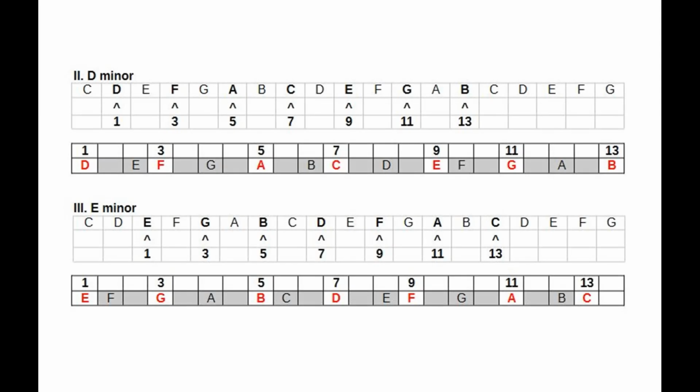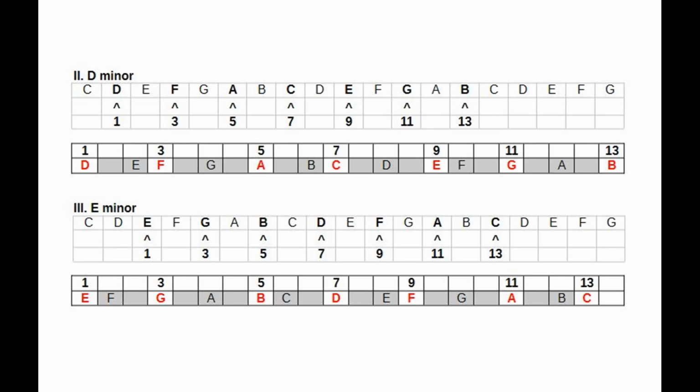Now the next one we're going to do is a D, and we take the same C scale. The scale always remains the same. We just simply shift one note to the right. We start on D. So this is going to be the 2 chord in the progression.